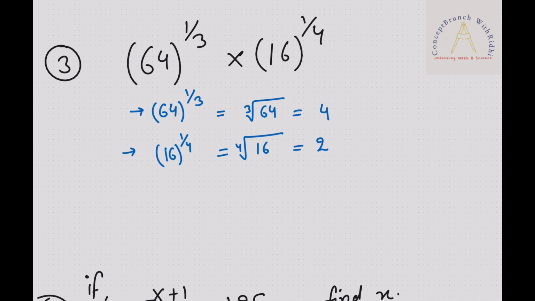Now, according to the question, the value of 64 to the power 1 by 3 is 4 and 16 to the power 1 by 4 is 2. So multiply them, the answer will be 8. Okay, let's move to the next question.